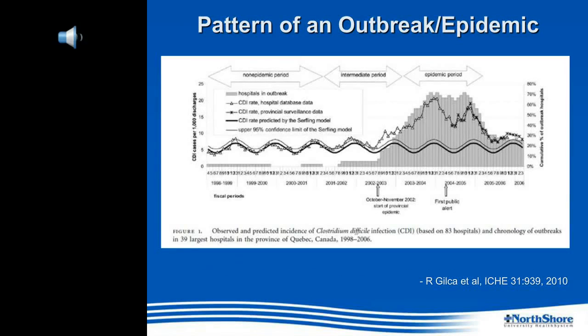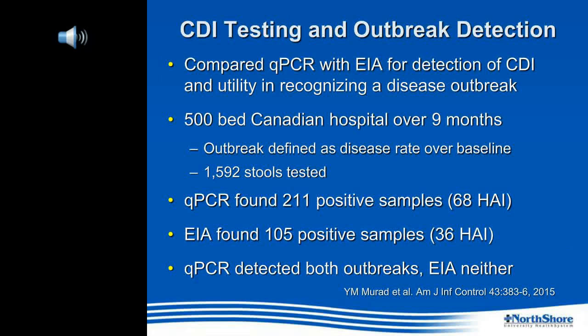Pattern of an outbreak, just briefly. C. difficile tends to be endemic at low levels, and as demonstrated on this slide, when a new strain comes into your healthcare setting, you may have outbreaks, and the sooner you recognize this, the better off you are, so you can control the outbreak and it will go away.